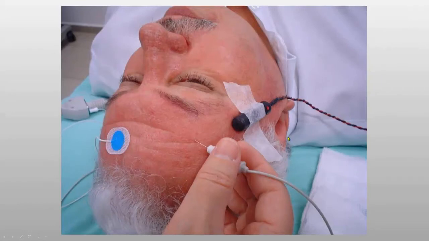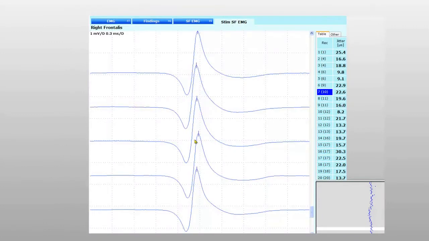We also perform jitter analysis with concentric electrode after stimulation. Here we stimulate with a surface electrode. We can also use a monopolar for stimulation here. We start to stimulate and get the twitching part of the muscle and insert the needle into the twitching part. And then we obtain signals that may look like this.